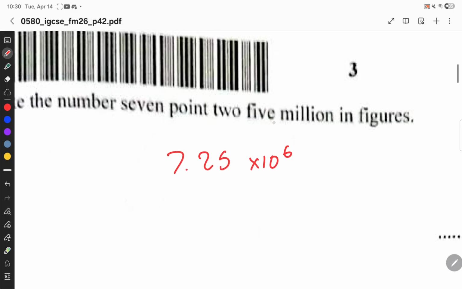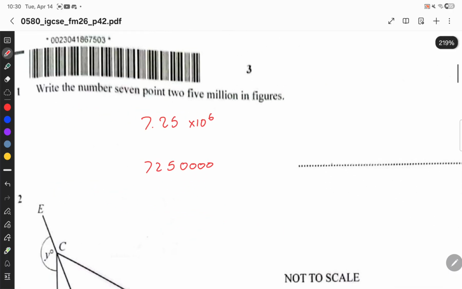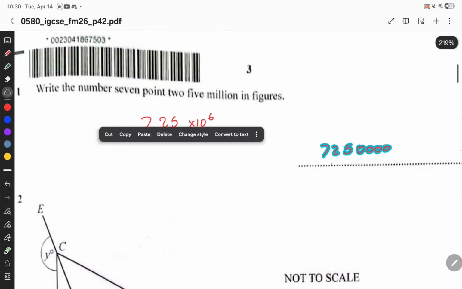So 7.25 million. Million means 10 to the 6th power, because if you write a million, this just means this, so a million is this. So we just do 725,000 million, and that is your answer.